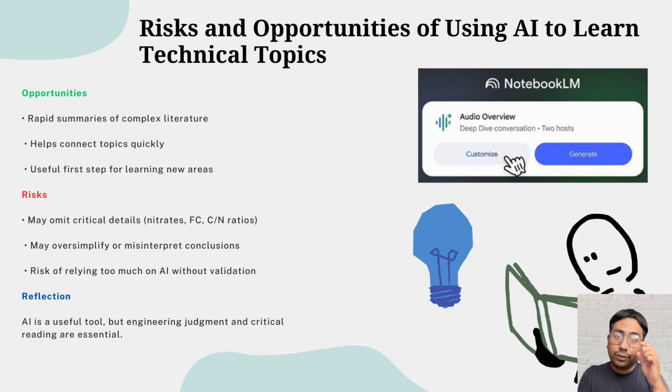But there are also risks. AI may omit key details such as nitrate behavior, fecal coliform levels, or C/N ratios. It can also misinterpret or generalize conclusions. And the biggest risk is relying too much on AI without validating the information.